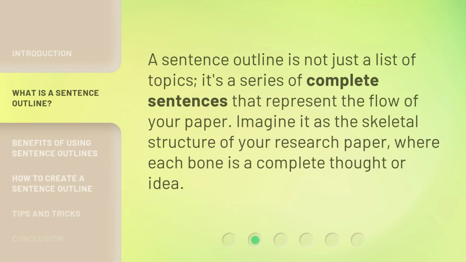A sentence outline is not just a list of topics. It's a series of complete sentences that represent the flow of your paper. Imagine it as the skeletal structure of your research paper, where each bone is a complete thought or idea.